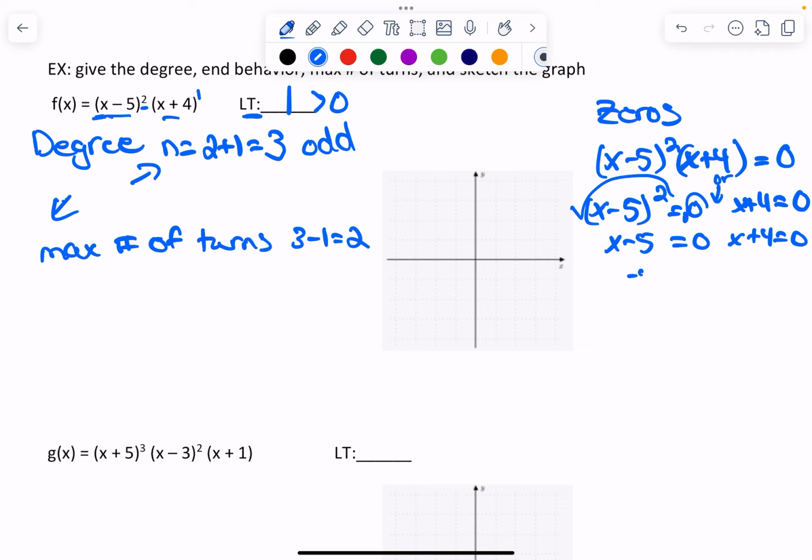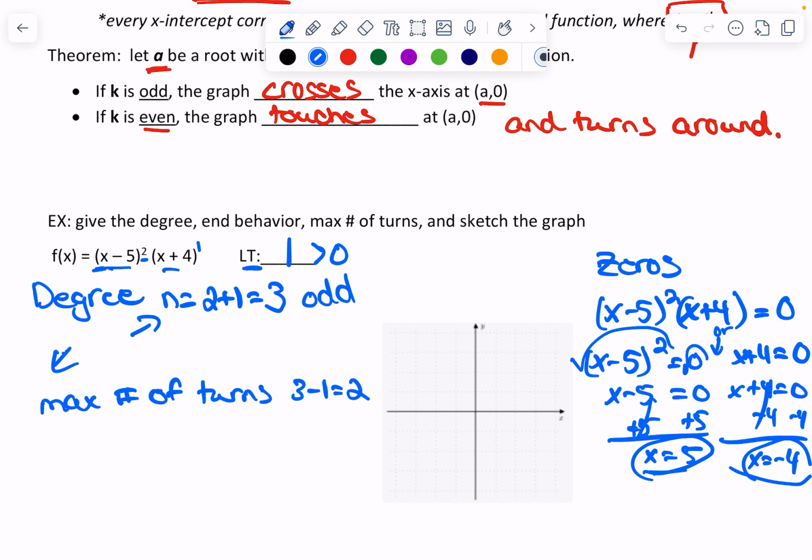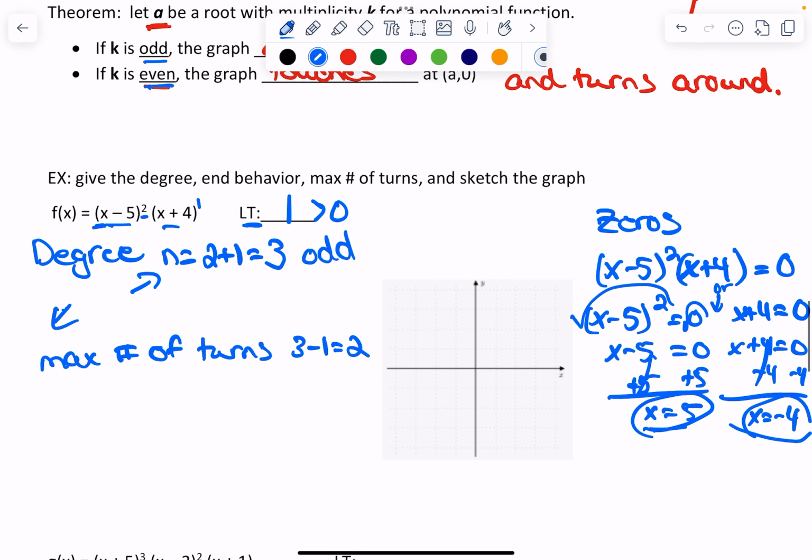Now, we're going to solve these. Add 5 to both sides, and we get x equals 5. We subtract 4 from both sides here, and we get x equals -4. So now we know that we have x equals 5 and x equals negative 4 as our zeros. So now we need to look at what we said here. If k, and k is the exponent here, is odd, the graph crosses the x-axis. If k is even, the graph touches. So k for x equals 5 is a 2, which is even. So that means that it touches and turns around. For x equals negative 4, it crosses and goes through.